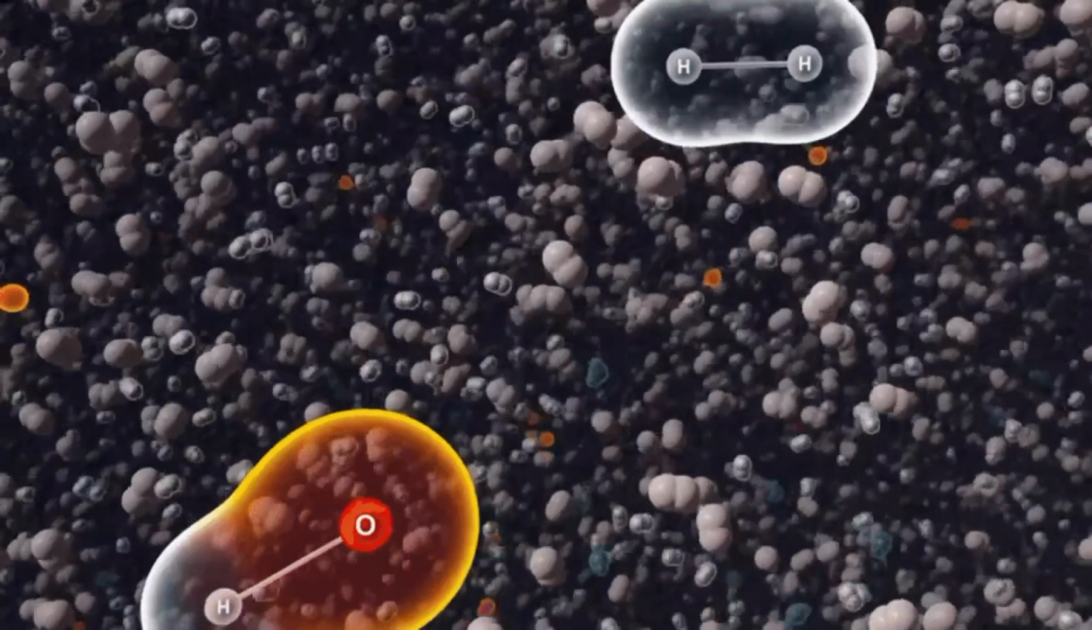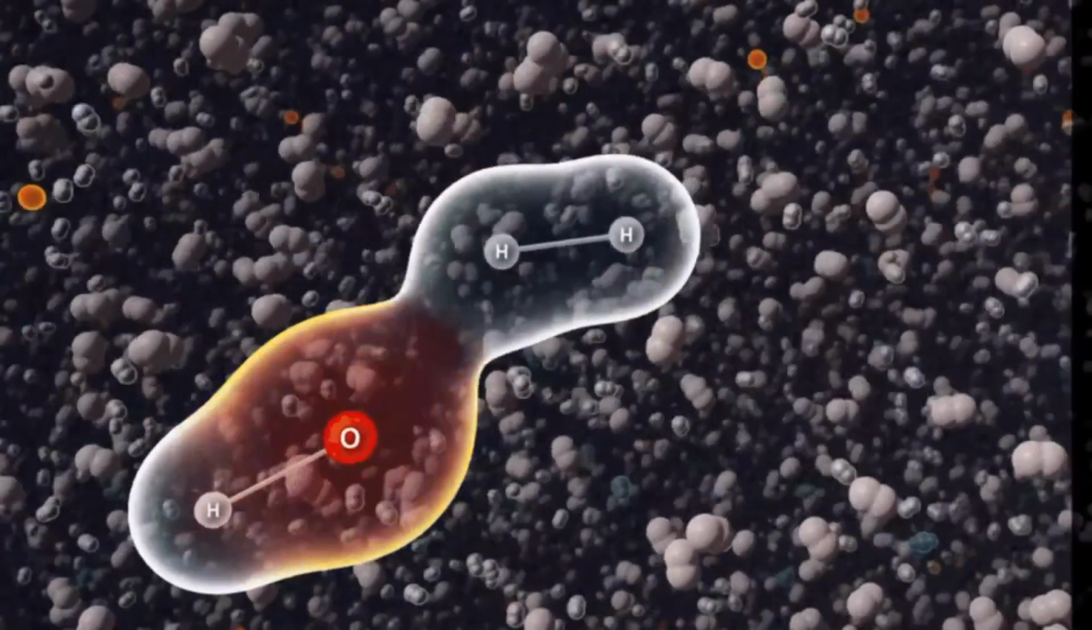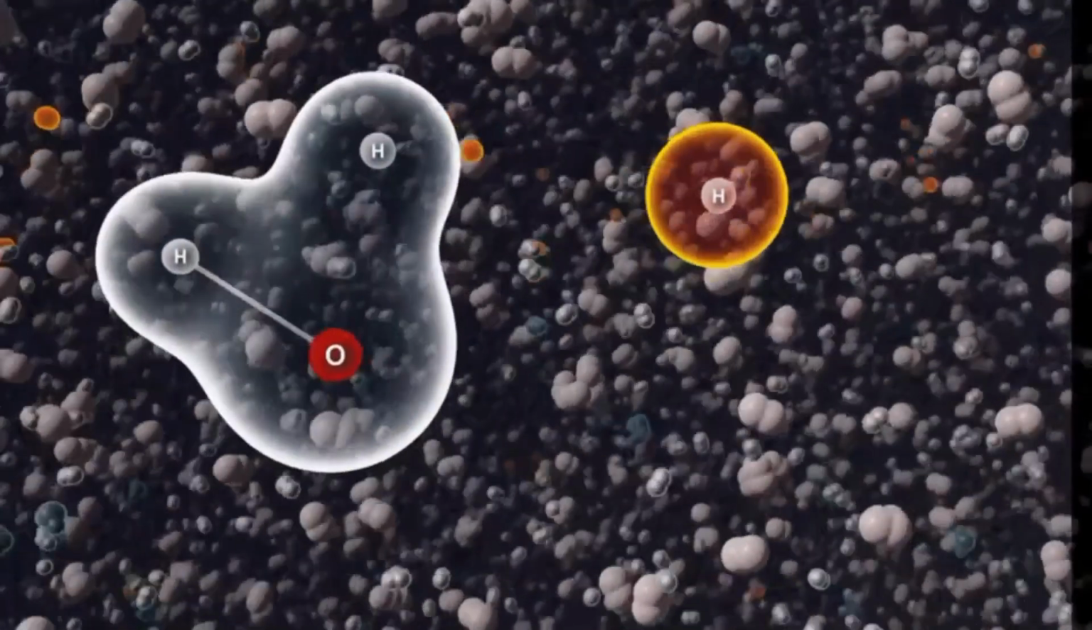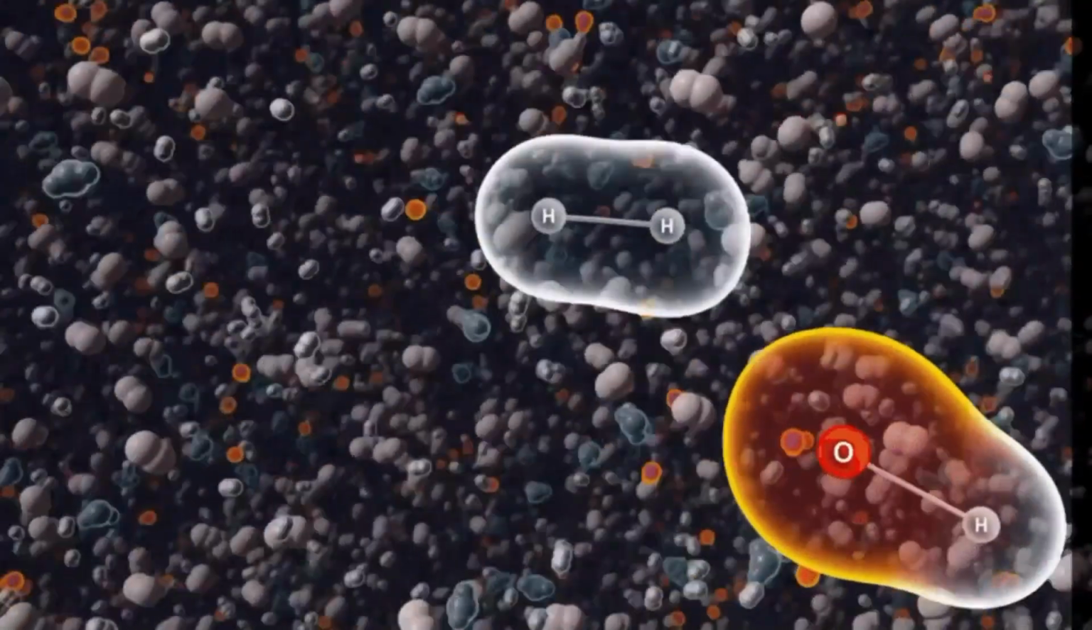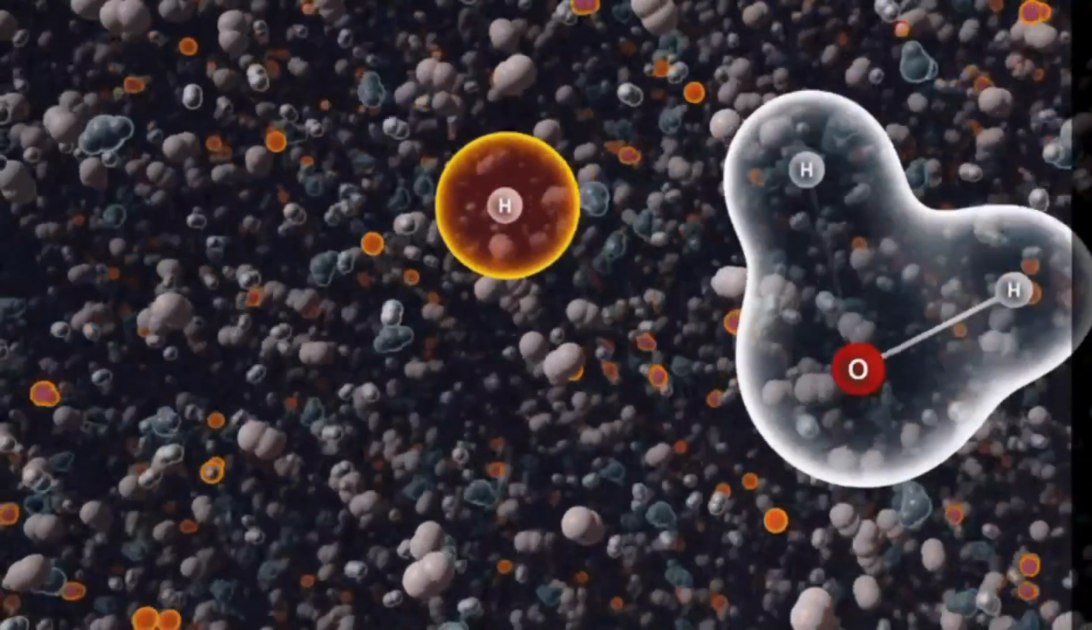Okay, here we have water, okay, and you can see how these molecules are running loose in that pool of water.